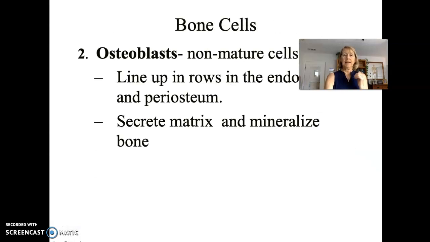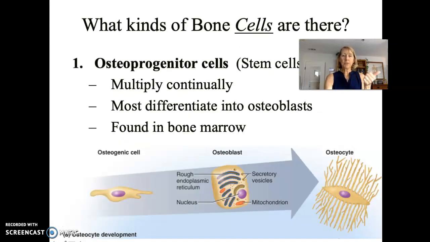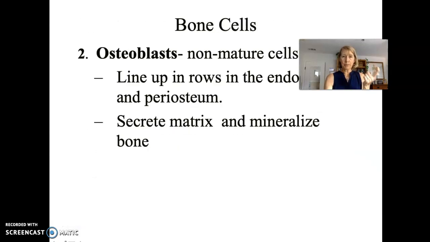Osteoblast. So from the osteoprogenitor, we're moving on to the osteoblast. These are the ones that are going to secrete the matrix. Important, right? That matrix that we talked about before. And it's going to mineralize the bone. So when bone is first being formed, that mineralization isn't there, and it's going to come from the secretion from these osteoblasts.